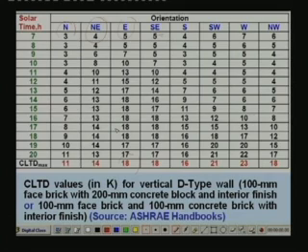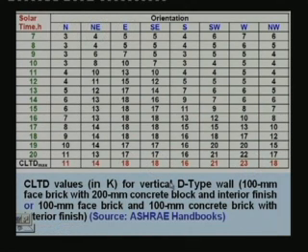For example, for east facing wall, 18 degrees Kelvin is the maximum CLTD, and for southeast wall also it is 18 degrees, and for the west facing wall it is 23 degrees, like that. Okay. So this kind of tables are available in ASHRAE handbooks. Now what is the validity of ASHRAE handbooks?